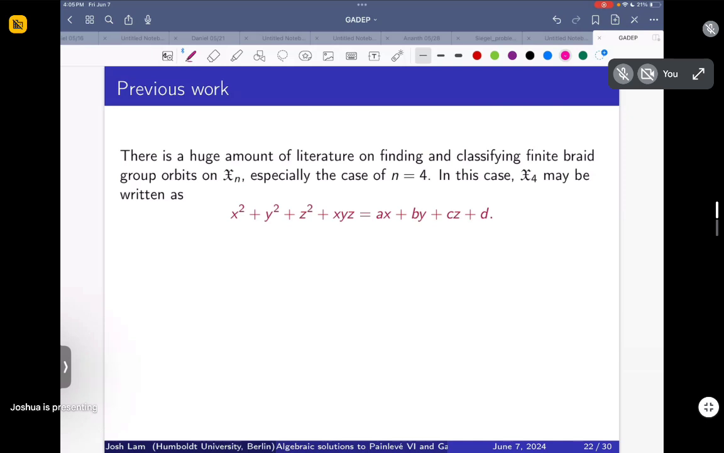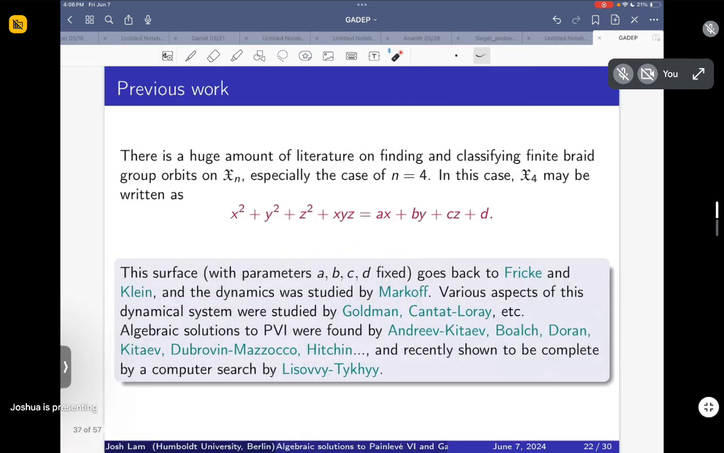Okay, so let me say a word about what the previous work on this is. All the previous literature is basically in the case n equals 4. So this is the Painlevé VI case. In this case, X4, you can write it as basically this affine surface. Here A, B, C, D will correspond to the parameters in the Painlevé VI. So Painlevé VI has 4 parameters, and this is the equation of X4. And there'll be a braid group action, and the question is to classify the finite orbits of the braid group action.